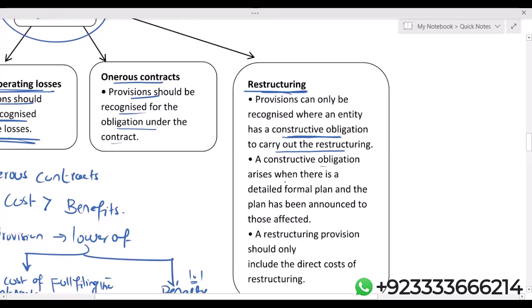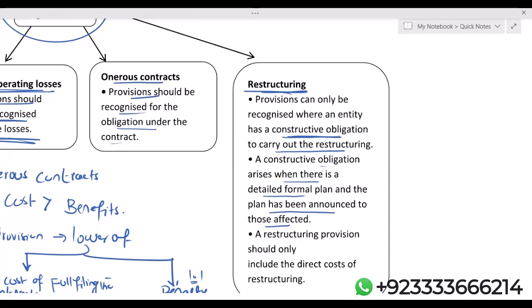A constructive obligation arises when there is a detailed formal plan and the plan has been announced to those affected. Actually, the number one thing you need to understand under IAS 37 is when do we need to make the provision for restructuring? Logically, there are two types of restructuring. One is positive restructuring, another is negative restructuring. The main concept is we do recognize the provision, of course, after meeting all the conditions, but a provision will always be recognized for a negative restructuring, not for a positive restructuring. What do you mean by this?